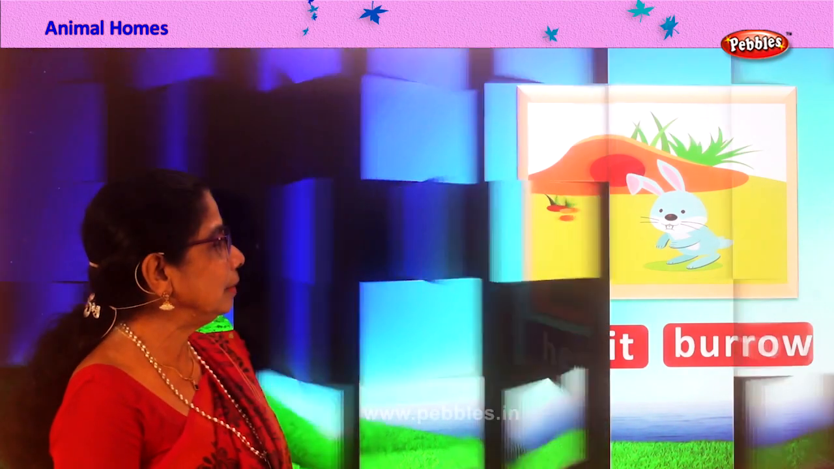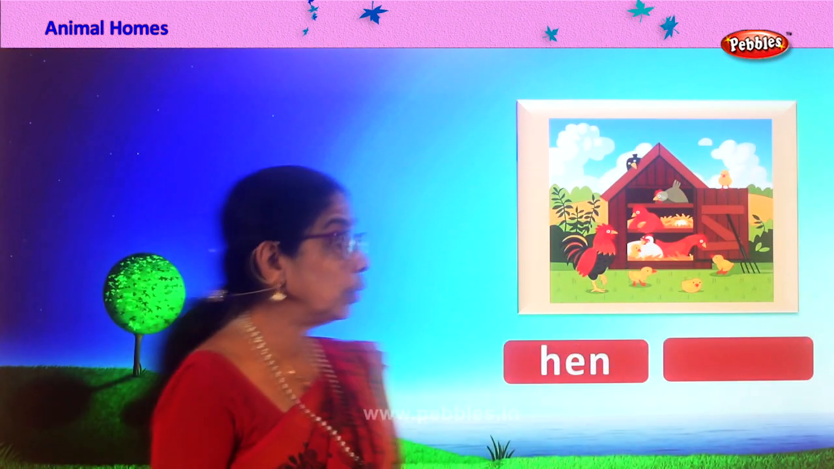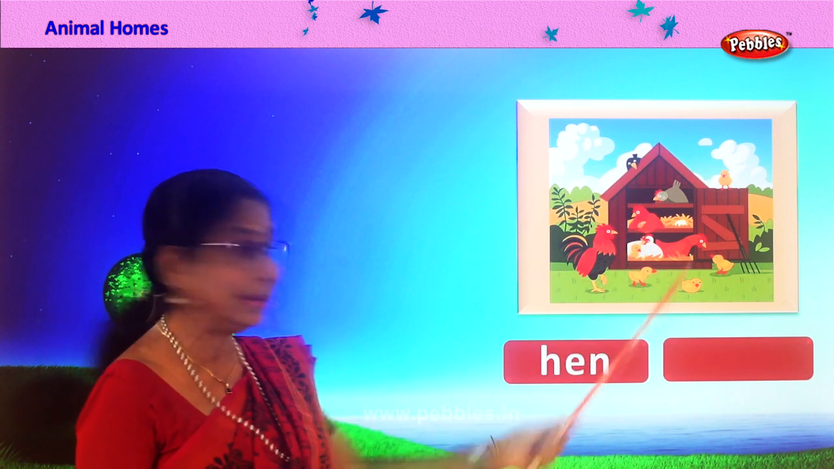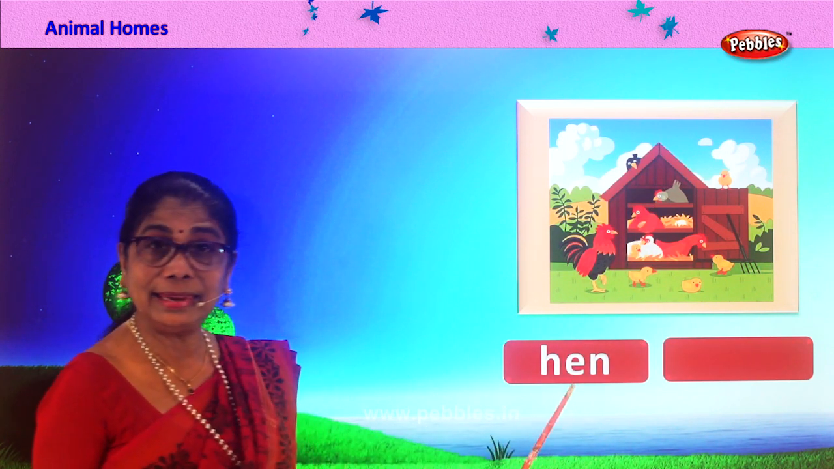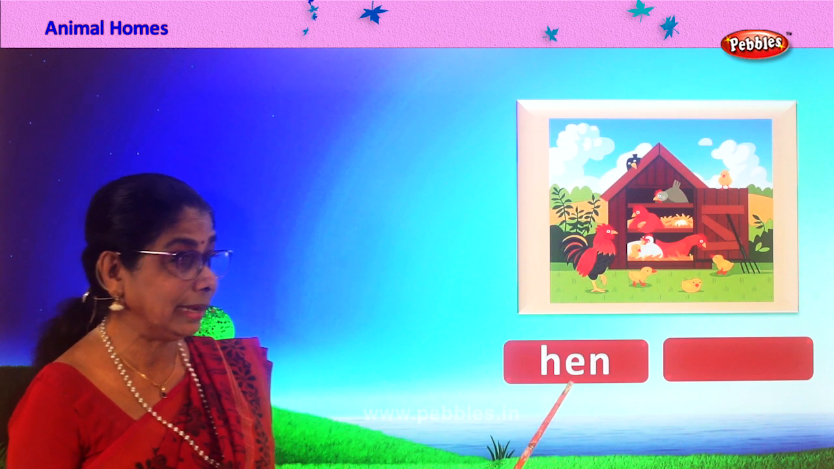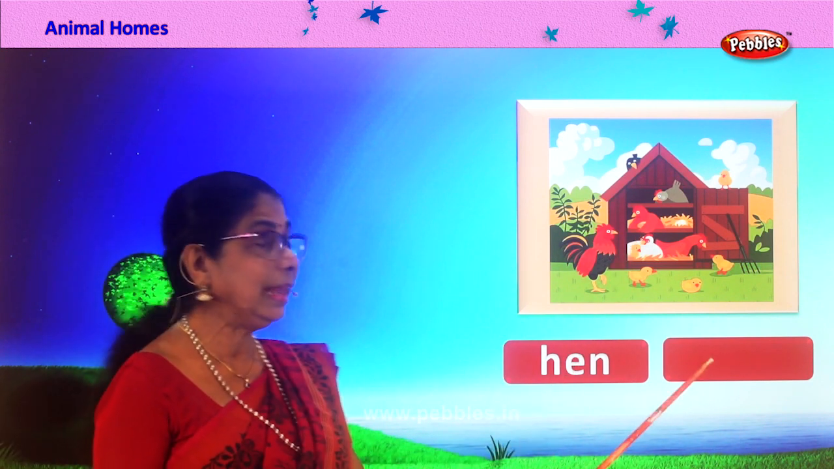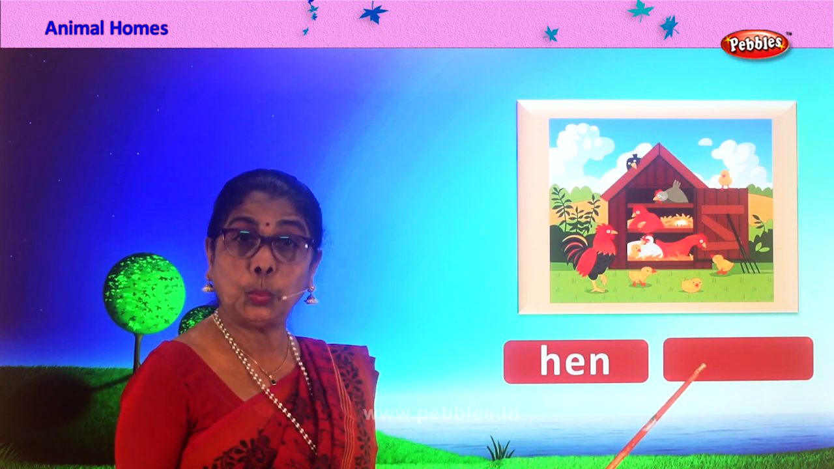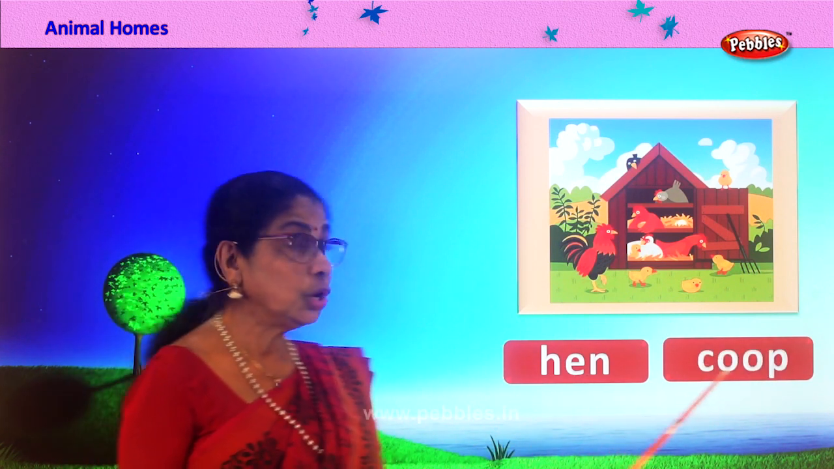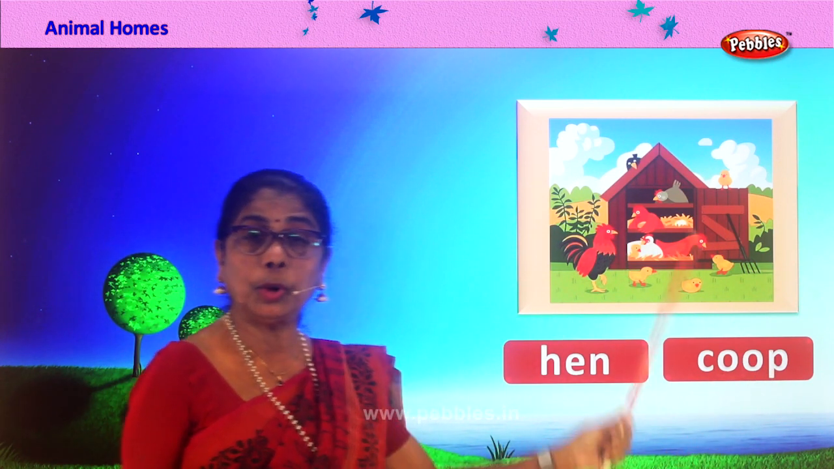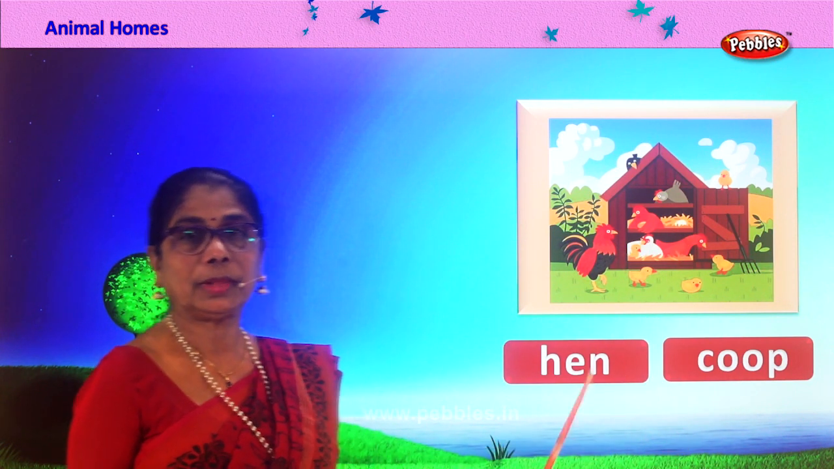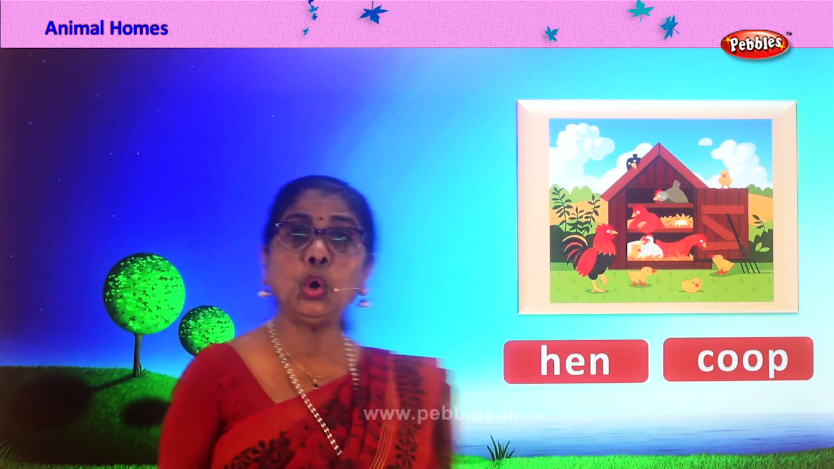Good. Let's look at another animal. Look what we have here. Can you see here? Hen. Hen. The home of a hen. Where does the hen live? Hen is put into a coop. Hen lives in a coop. C-O-O-P, coop. What is the hen house called? Coop. Hen house is called coop.